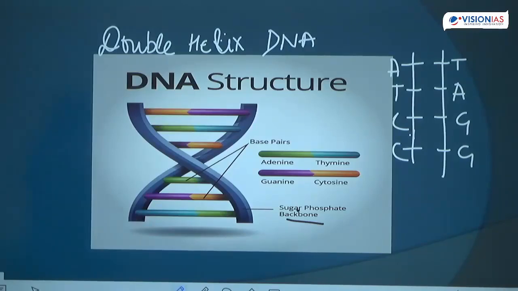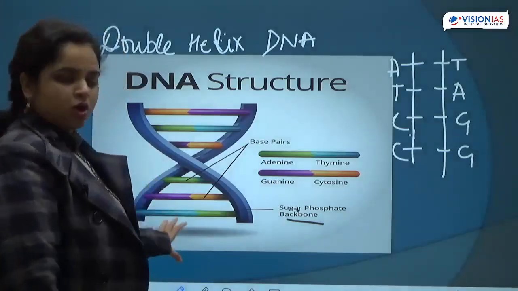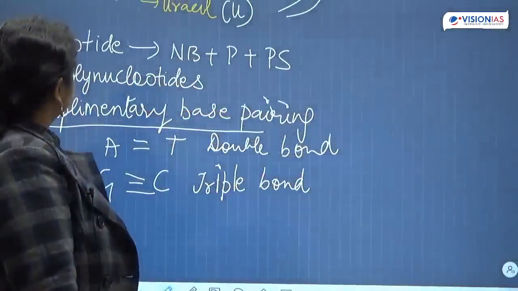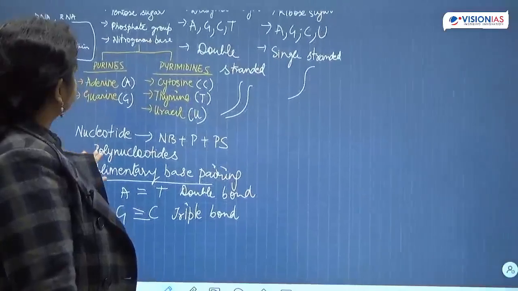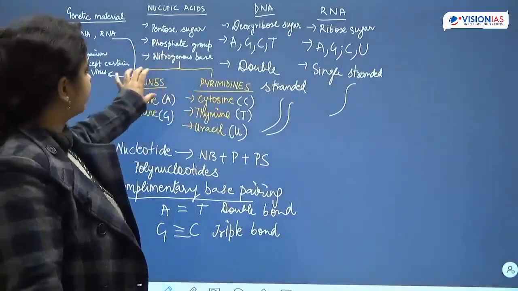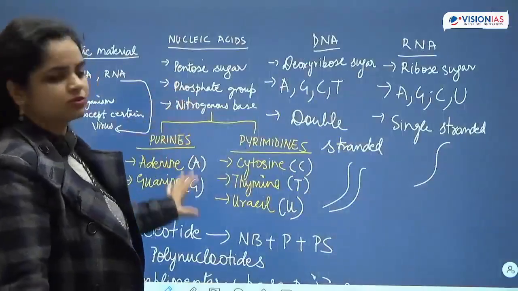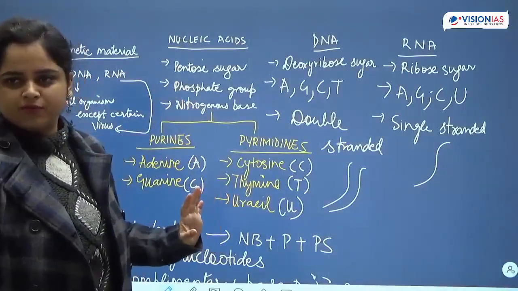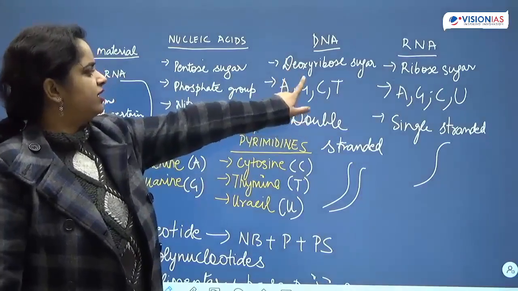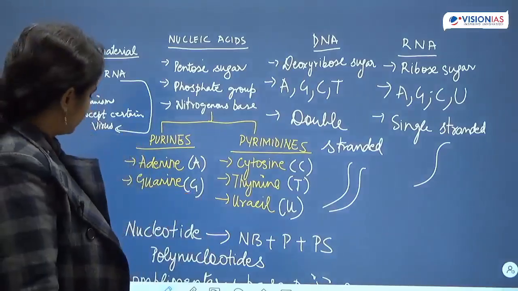Okay. Let's take this one more time. Talking about the structure of DNA, the basic thing was that it is made up of these three things: pentose sugar, phosphate group, nitrogenous bases. That's what DNA is made up of. Which nitrogenous bases are there in DNA? Adenine, guanine, cytosine, thymine. Okay, that's something which we know.